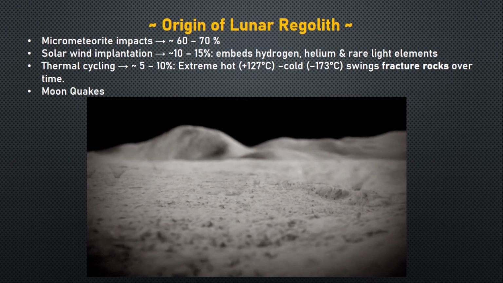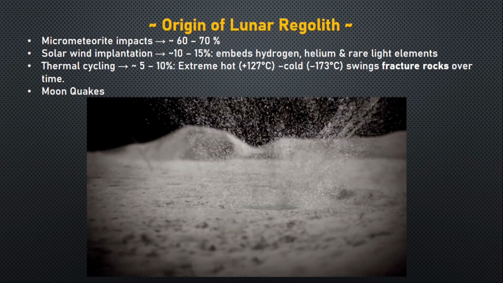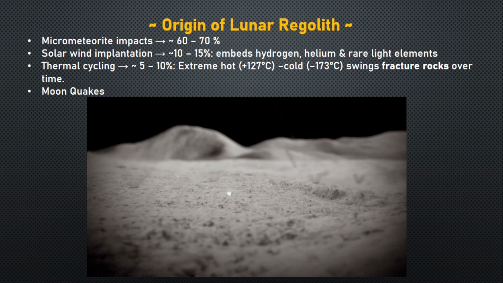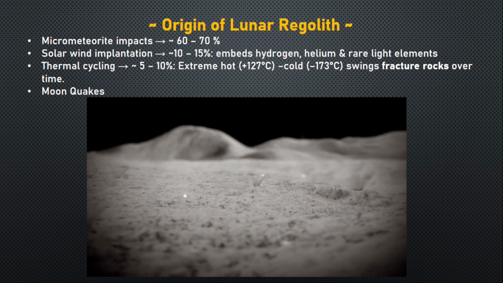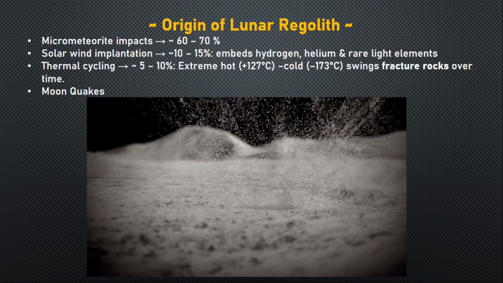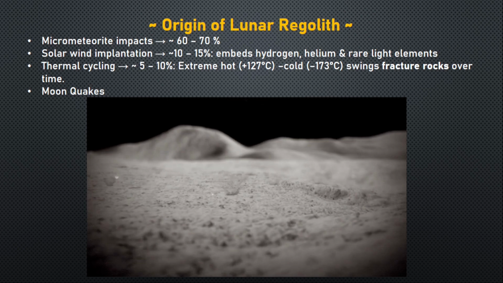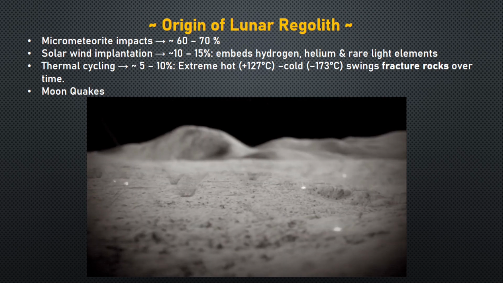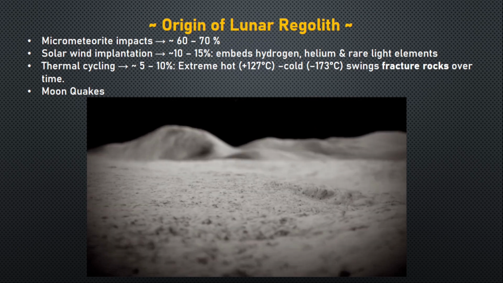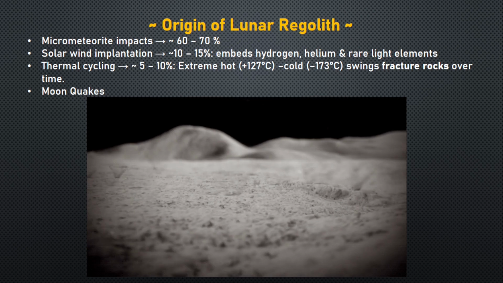For those planets that have a magnetic field, the particles can't penetrate, just like Earth. But for the Moon, which has no atmosphere and no magnetic field, they get embedded into the lunar soil and become part of it. So solar wind implantation contributes about 10 to 15% of the lunar soil. Then there is thermocycling, which contributes about 5 to 10%.